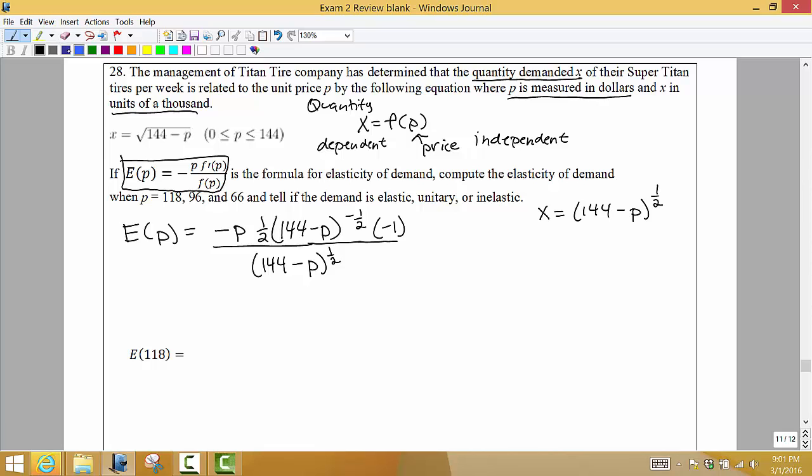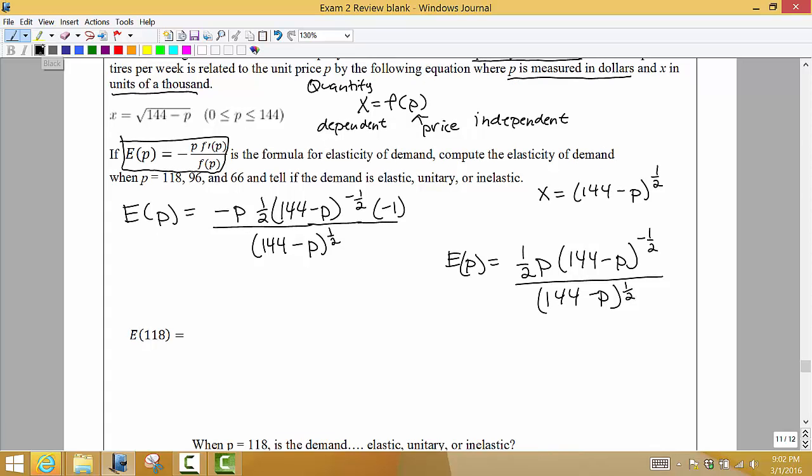If we want to, we can clean that up a little bit. I'm going to multiply negative P times negative 1, so I end up with positive 1/2 times P, multiplied times 144 minus P to the negative 1/2 power, all over that original function. A little bit of simplification makes it nicer to work with as we go forward. So there's our elasticity formula.